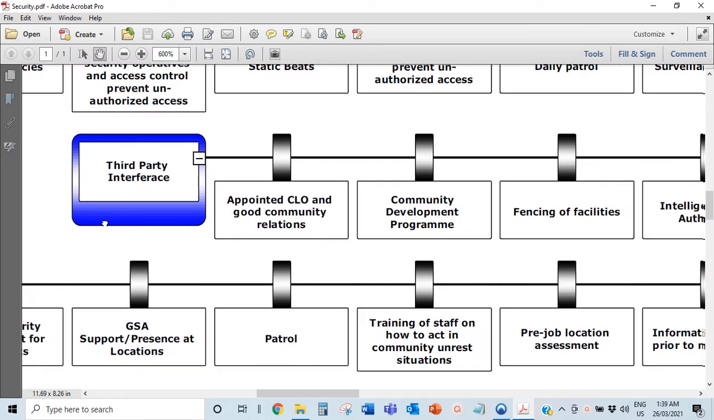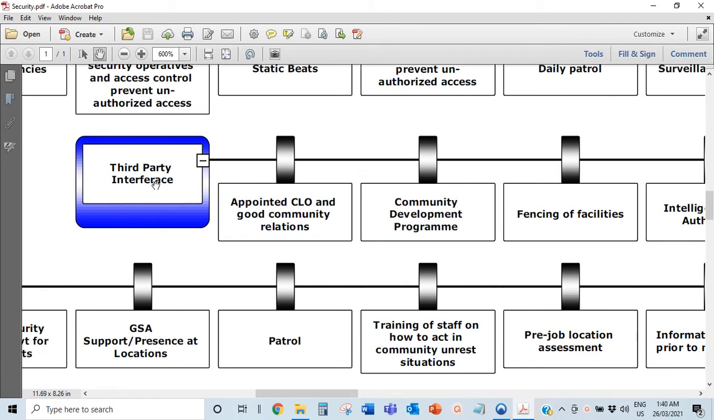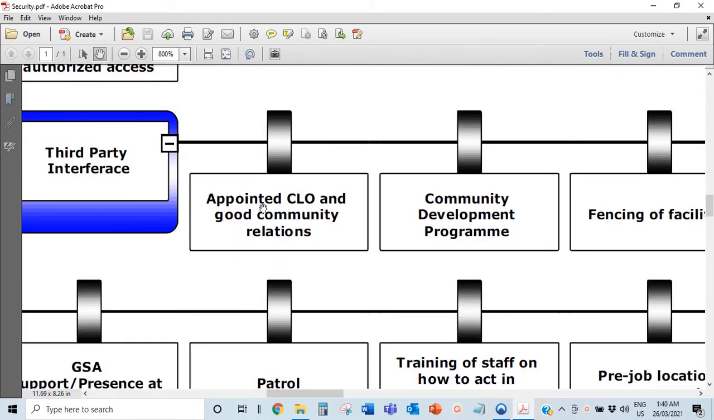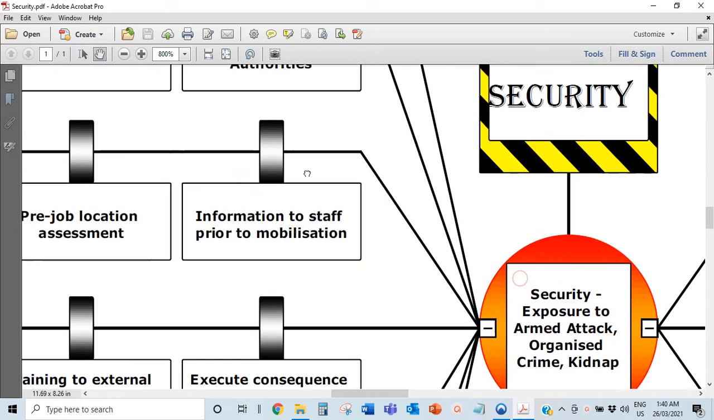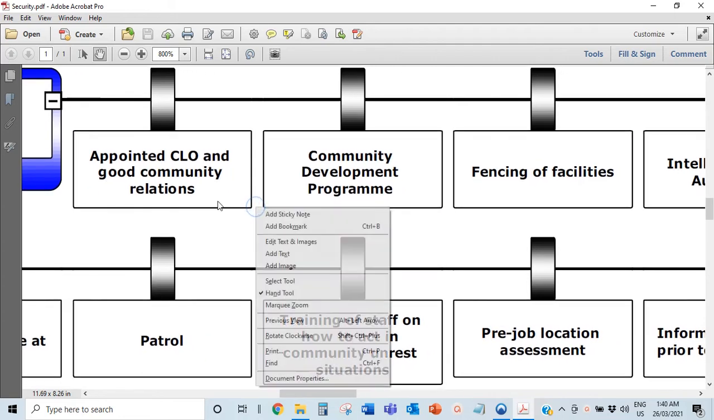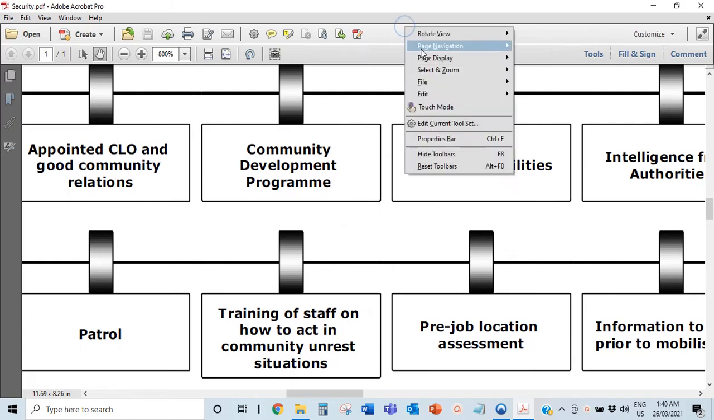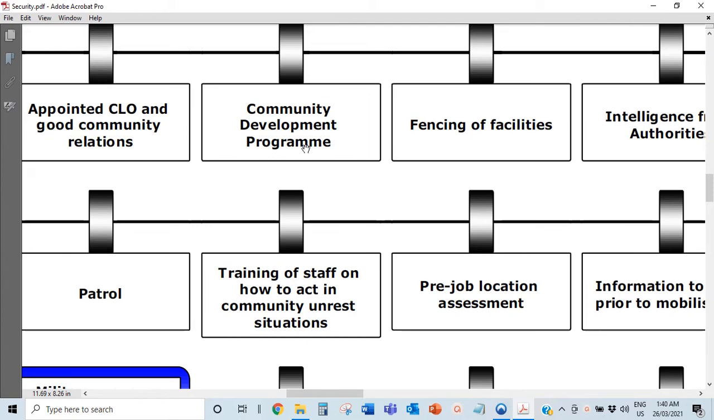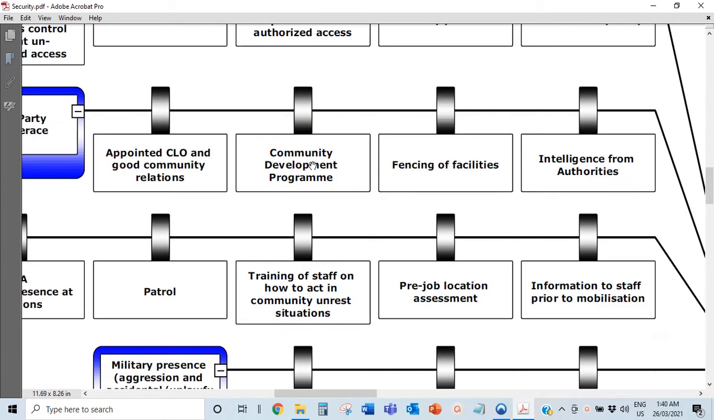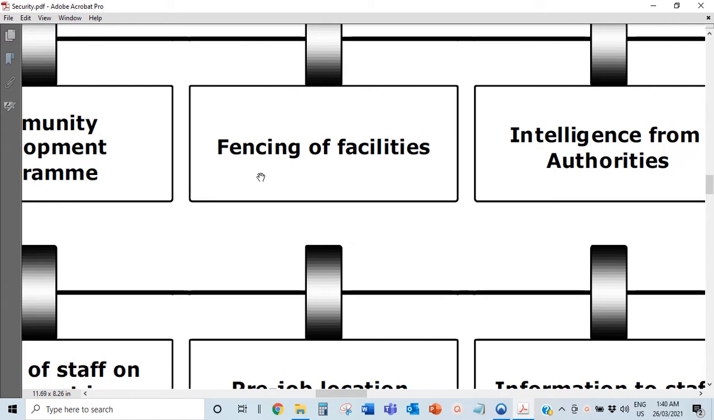Then third party interference. That means people from the area, locals living around that facility. So it's always good to have good community liaison officers. That's the CLO. You appoint CLOs to liaise with the community regularly, so that the personnel on the facility and the locals around have a good relationship. Community development program, of course, you should try to do stuff to help the community so that they are happy with you, and whatever charitable means you can use to give back, so that you have a good working relationship with them.